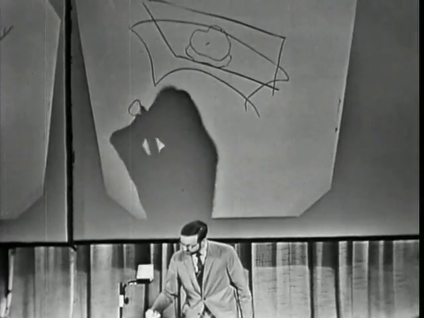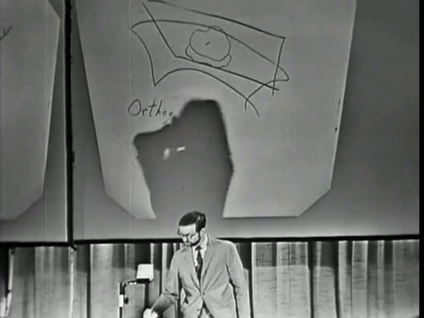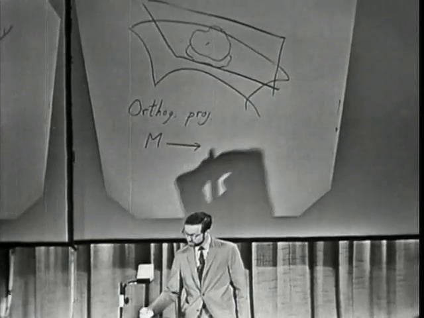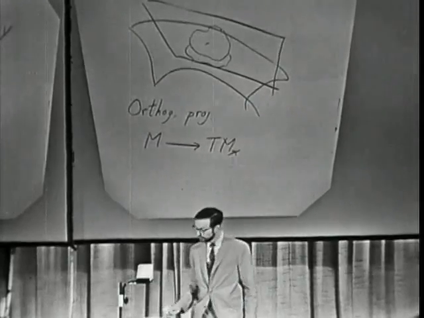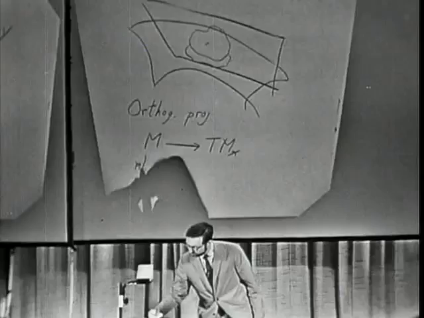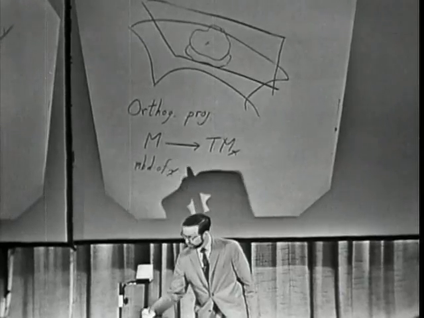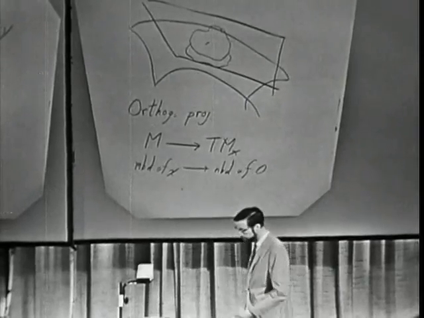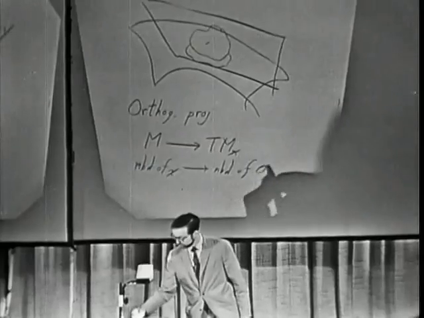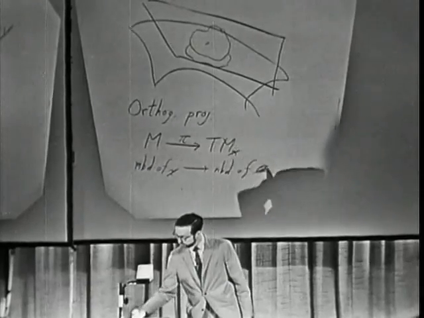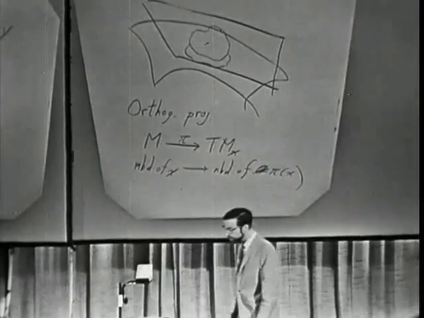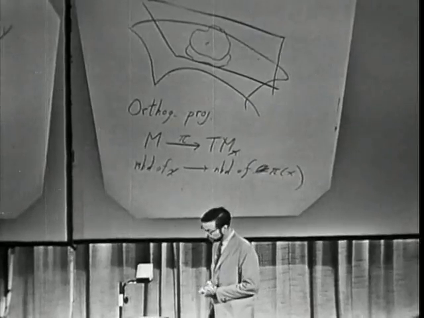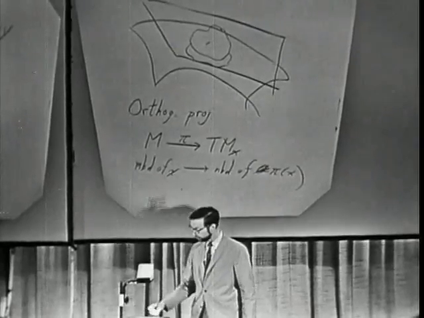We can take the orthogonal projection from M to the tangent plane of M at X, and some neighborhood of X will then go to a neighborhood of the origin. Call this projection pi, a neighborhood of pi of X. And this mapping will be a diffeomorphism.